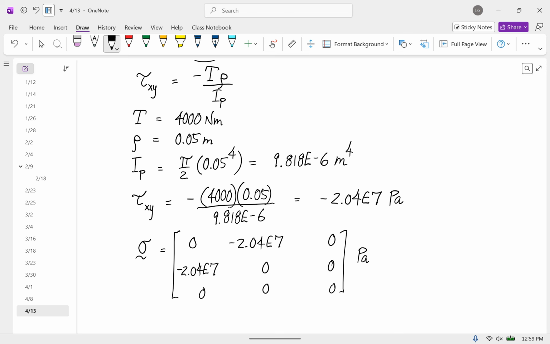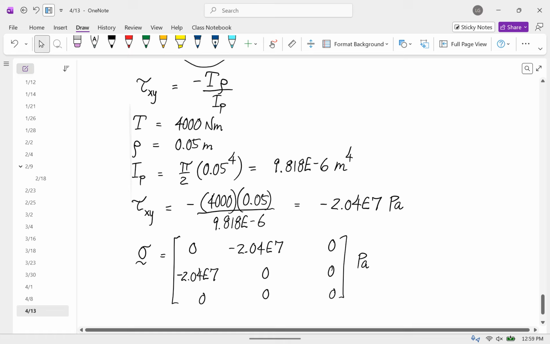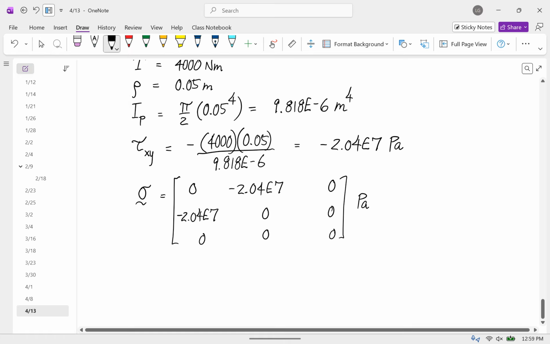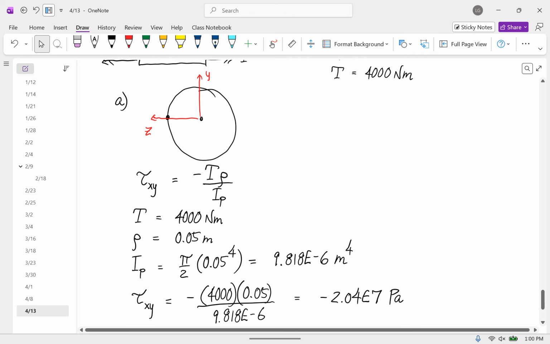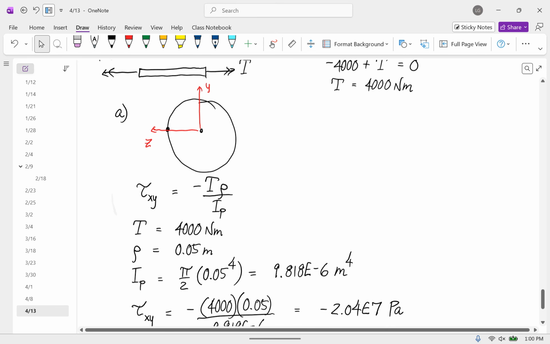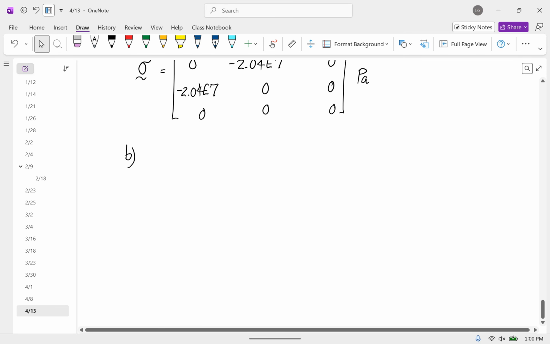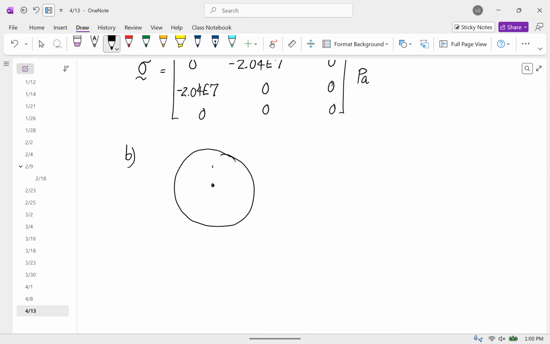Any questions about that? All right, so now we're going to part B. And on part B, we're going to have to use the temporary coordinate system in the rotation matrix. Okay, so for part B, we want the stress tensor at this point.